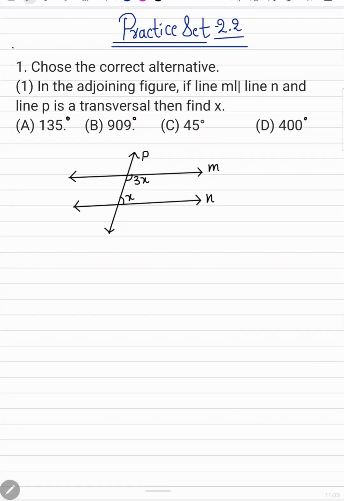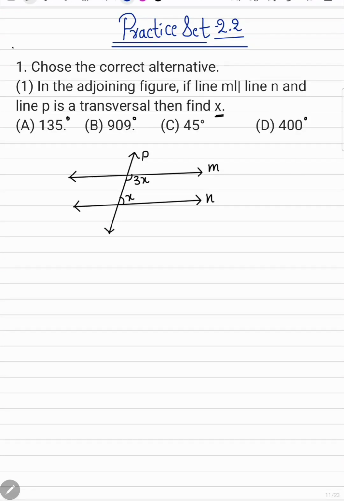Here the first one is choose the correct alternative. In the first one, in the adjacent side figure, line M is perpendicular to line N. Line P is the transversal of L. Find x. Here we find the x value.